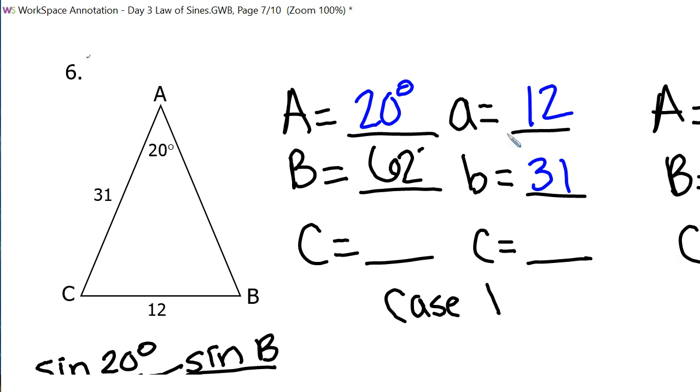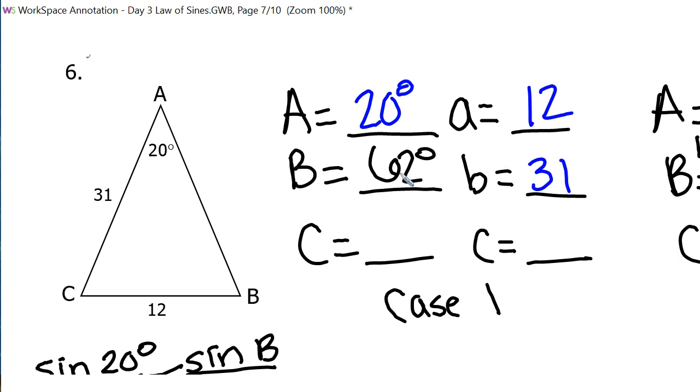Over here for case 2, how do I figure out how many degrees B would be? Subtract from 180 degrees. So we need to do 180 degrees minus 62 degrees. And how many degrees would that be? 118 degrees. Would it be possible for a triangle to have a 20-degree angle, a 118-degree angle, plus an additional angle? Yes. Good. So this one does have the two cases.